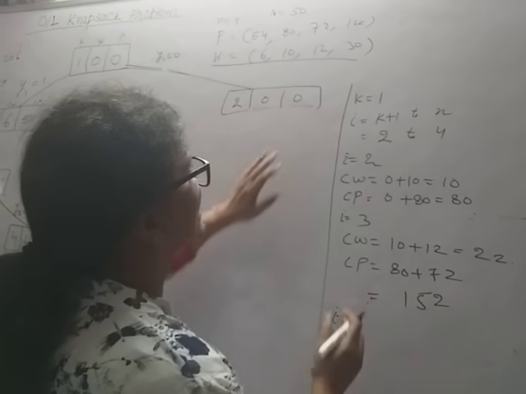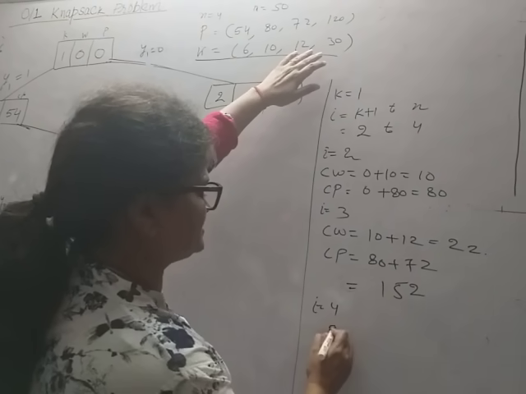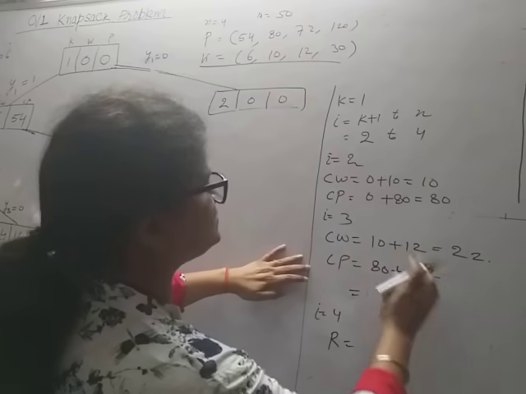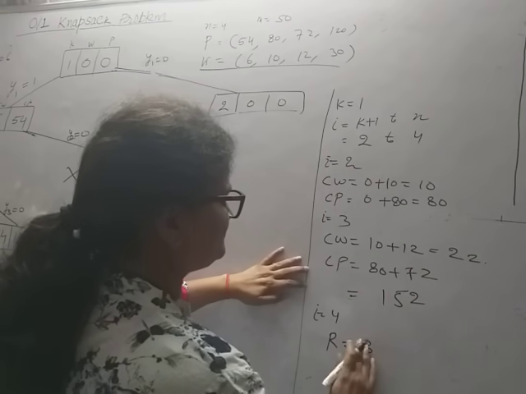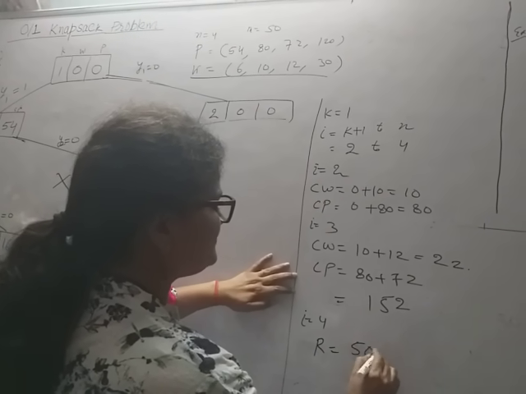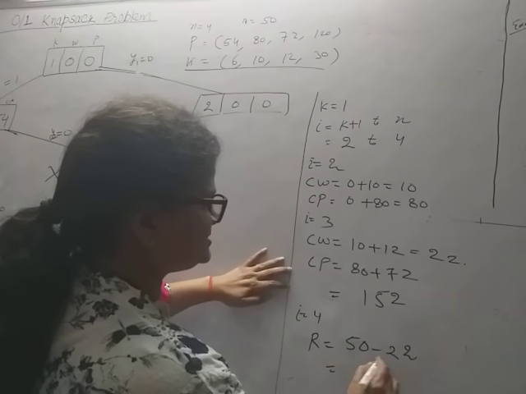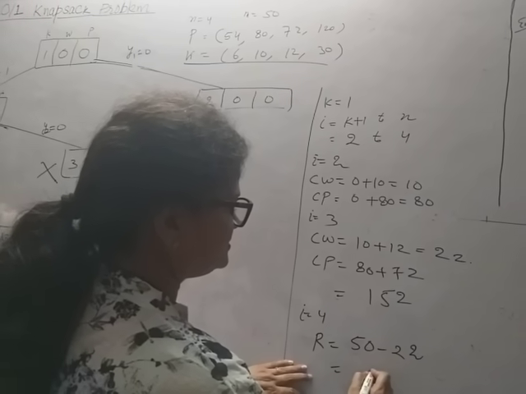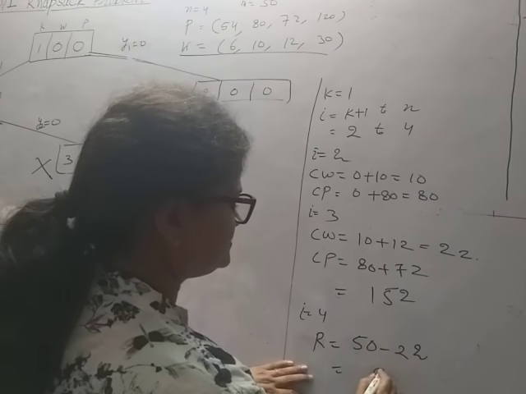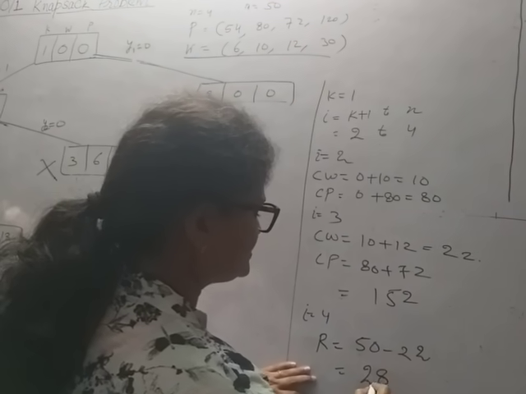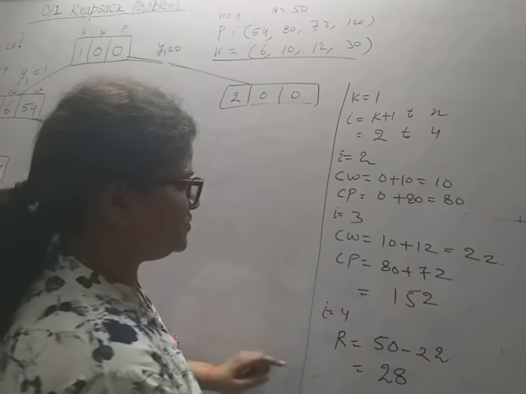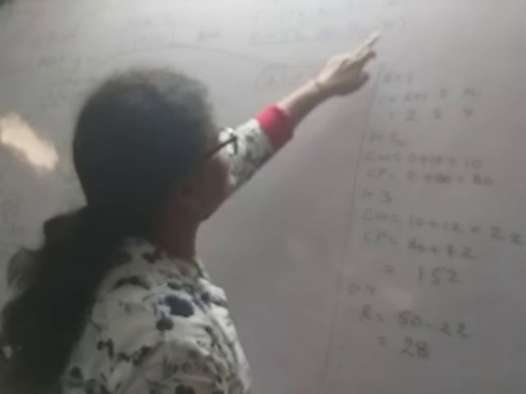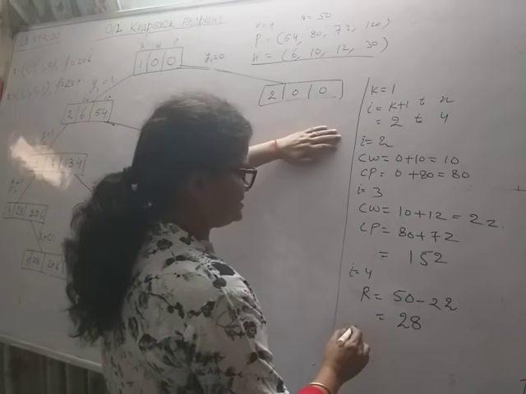So here, next, I will take the remaining capacity. Compute the remaining capacity. The current capacity is 22 and 30, so 50 minus 22 is 28. Okay, so just the fraction part of this object is to be considered.